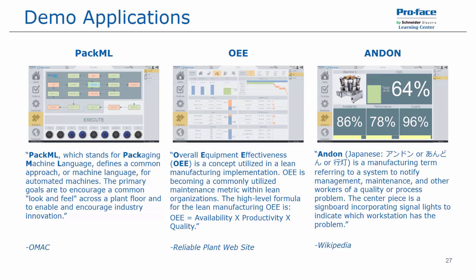Then we have the andon demo. It's a manufacturing term referring to a system to notify management, maintenance, or other workers of quality or process problems. Essentially, it's a notification system. The centerpiece of this are signboards or dashboards that are indicating the current level or current effectiveness or the current process of that machine. All three of these can be used as your base applications to start creating a much larger one, or to use as a reference when building your own application. And all three of these are available to download off of our support site.